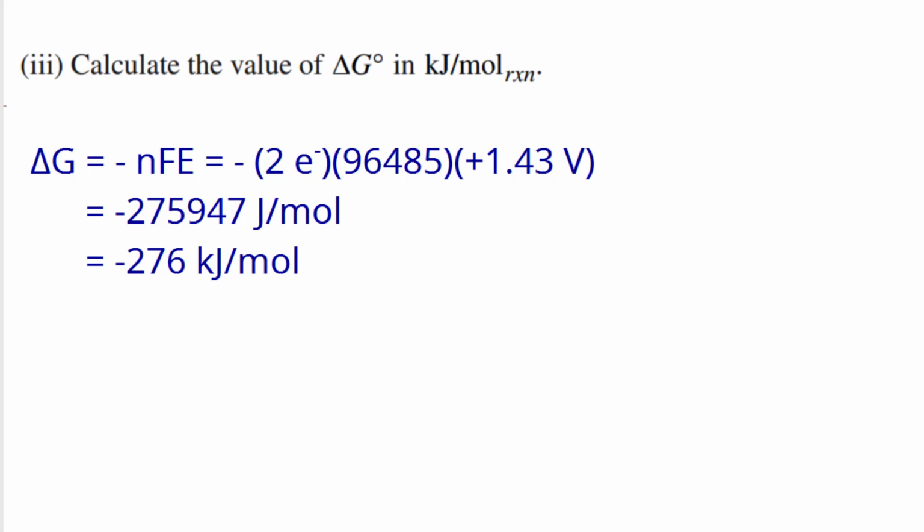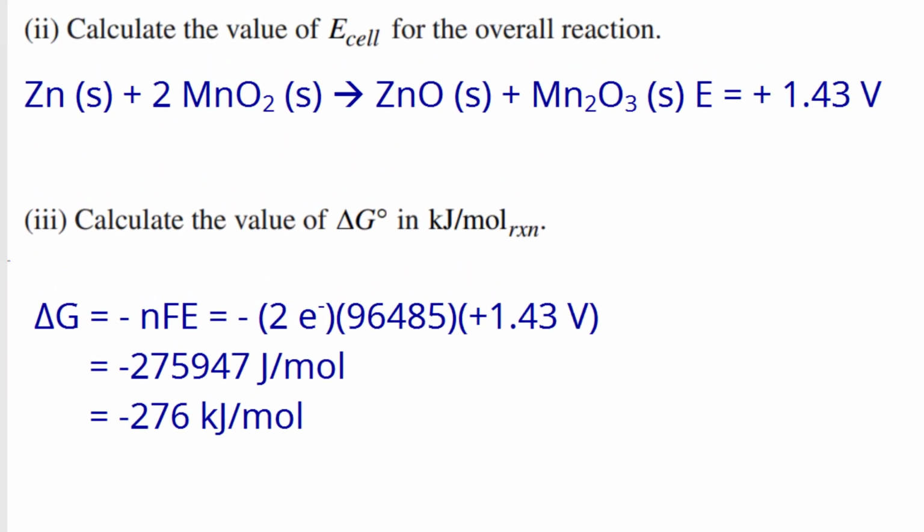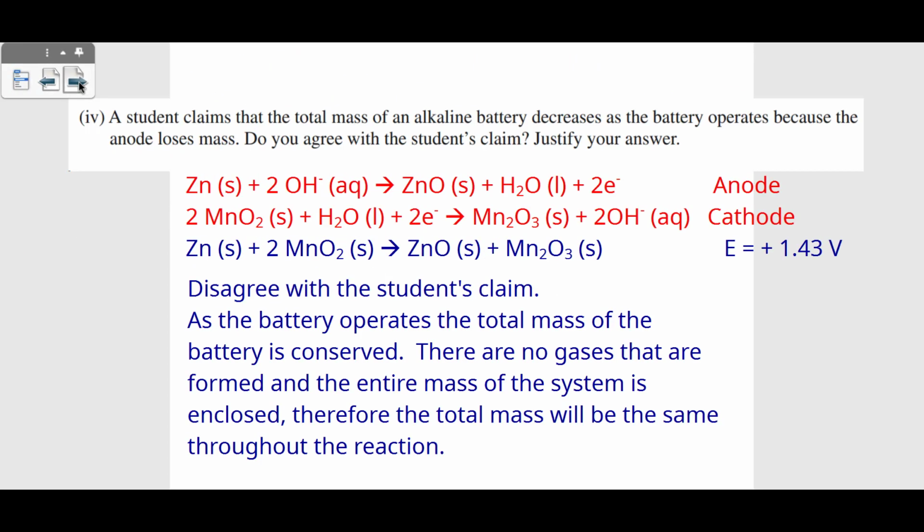The F number is Faraday's constant, 96,485. That's in your equation sheet. And the E, of course, was positive 1.43 volts. That gives us negative 275,947. And the SI units of that is joules per mole. So they wanted it in kilojoules per mole. We just divide by 1,000. We round to 3 significant digits. So that's negative 276 kilojoules per mole.